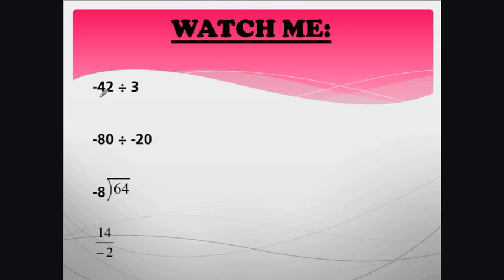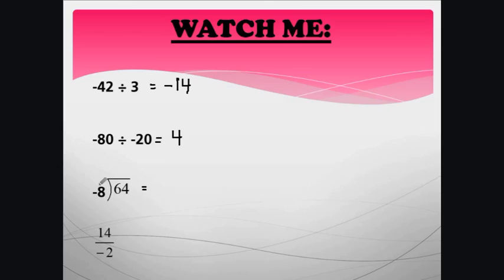We have negative 42 being divided by 3. Now I see right here we have a negative value and a positive value. So that tells me right off the bat that my quotient, the answer to my division problem, is going to be negative. And 3 goes into 42 14 times. So my quotient is negative 14. In my next example, I have a negative value divided by a negative value. Same symbols, which means that it's a positive answer. My quotient is a positive value. Negative 80 divided by negative 20 equals positive 4.